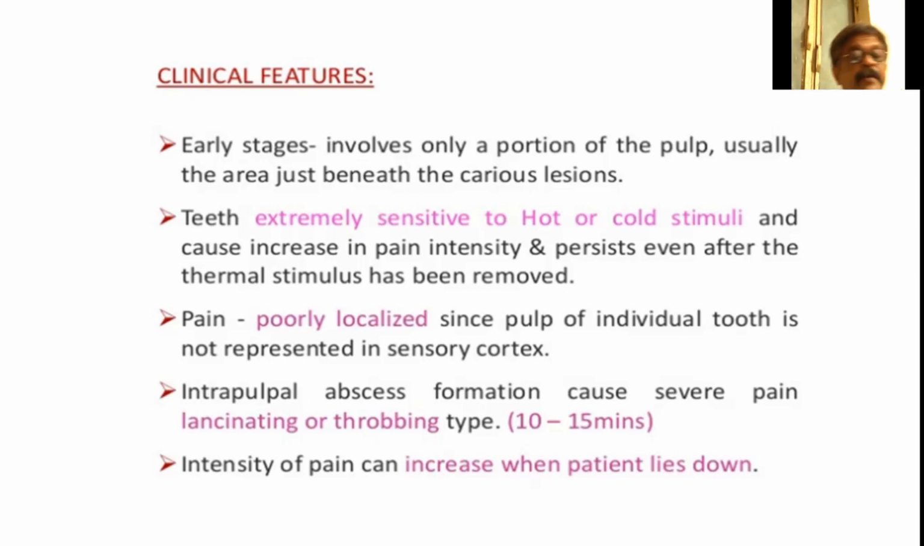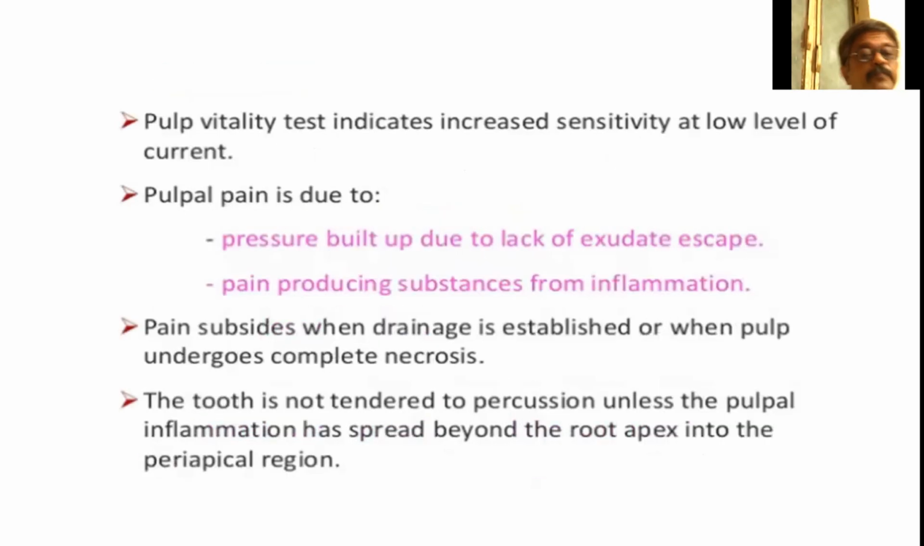ठीक है. Intrapulpal abscess formation causes severe pain, lancinating or throbbing. Intensity of the pain can increase when patient lies down, जैसे patient लेटता है तो एकदम से, क्योंकि सारा पल्पल फ्लो उस तरफ चला जाता है, इंटेंसिटी ऑफ पेन लेटने में बढ़ जाता है. Pulp vitality test indicates increased sensitivity at low current. Pulpal pain is due to the pressure built up due to lack of drainage, है ना, क्योंकि जो प्रेशर बिल्डअप है उसको निकलने की जगह नहीं होती है, इसलिए पल्पल पेन ज्यादा होता है. Pain producing substances from inflammation.